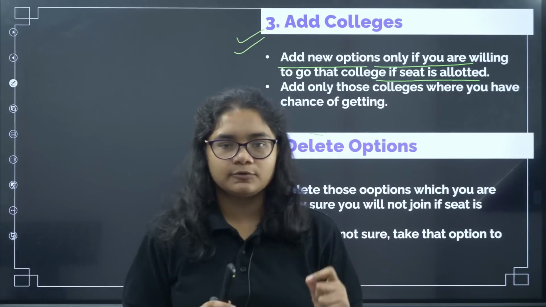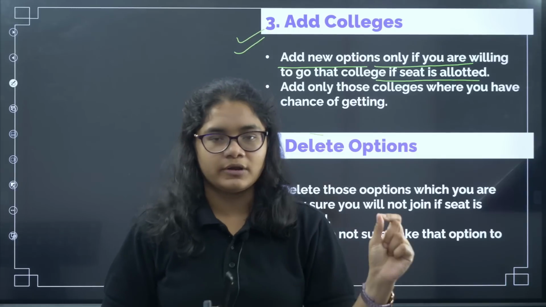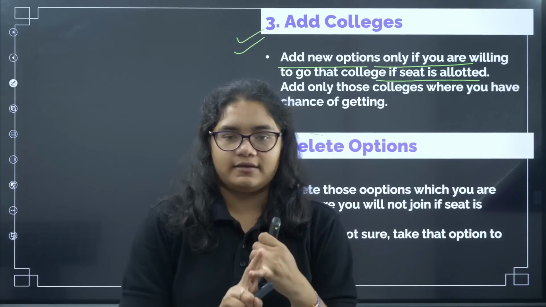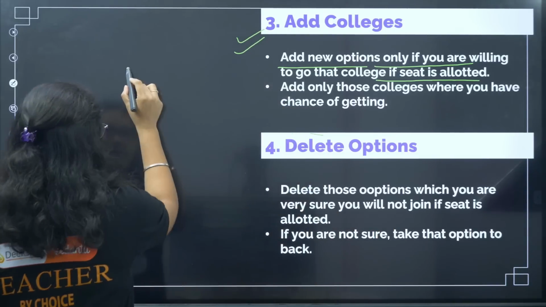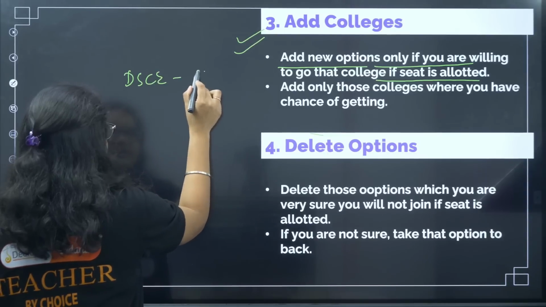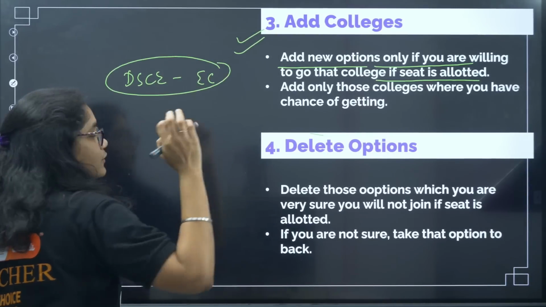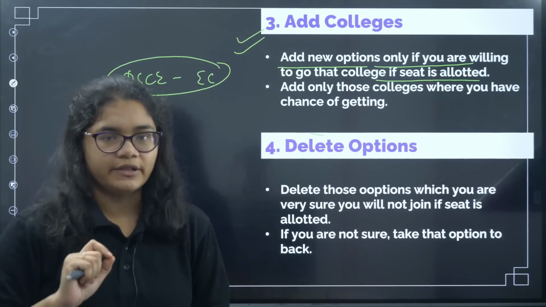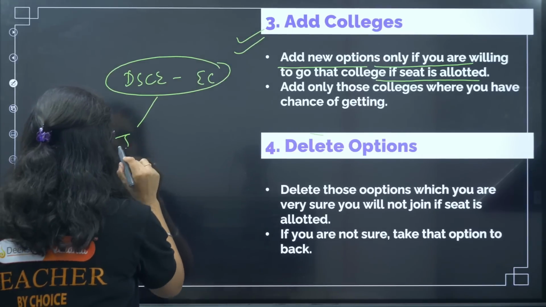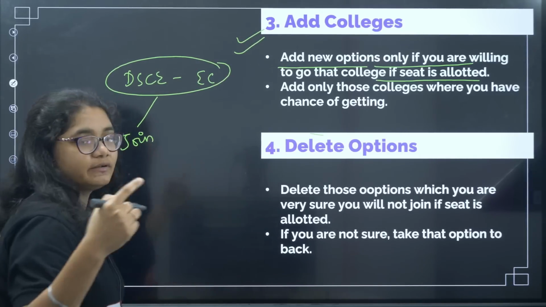Okay, so now suppose you are thinking that you want to add some college. Two things you have to check. For example, you thought about Dayanand Sagar College of Engineering, EC branch, you want to add. Two things you have to check for a particular college. First, whether you will join or not. If this is allotted, you will join or not.